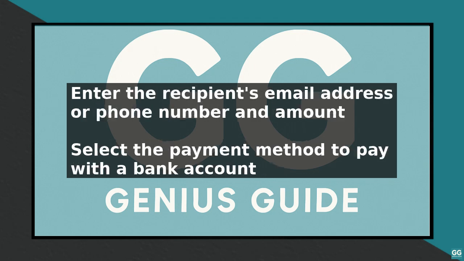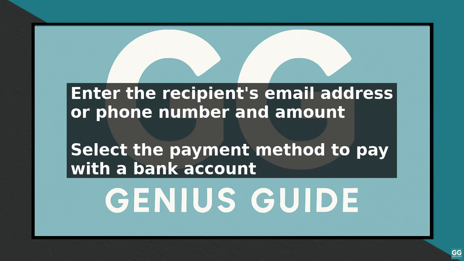Next, enter the recipient's email address or phone number and the amount you wish to send. You will then be prompted to select your payment method. Choose the option to pay with your bank account, which will allow you to use ACH. You will be asked to link your bank account to your PayPal account if you have not already done so.